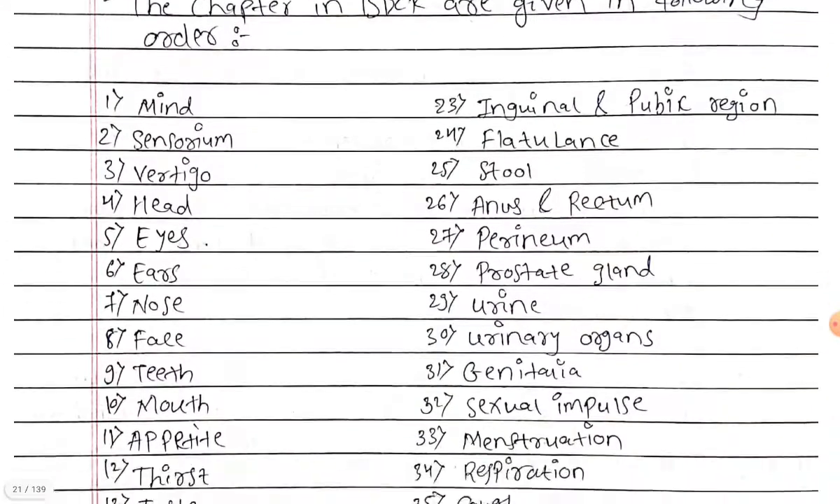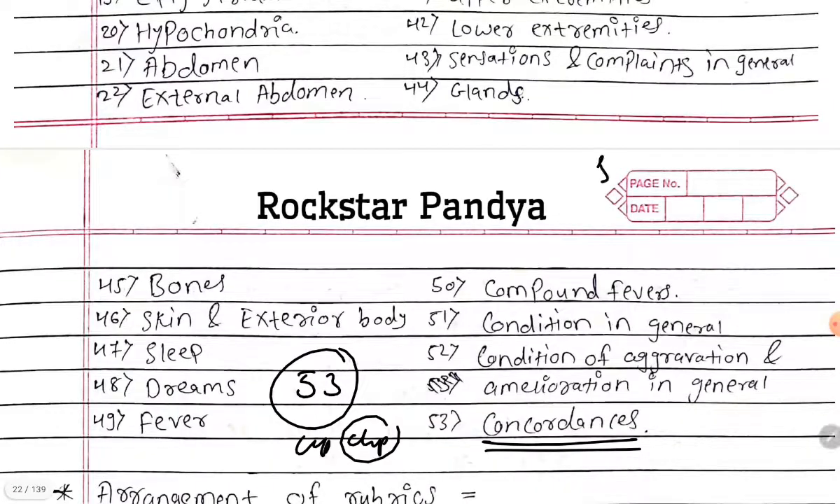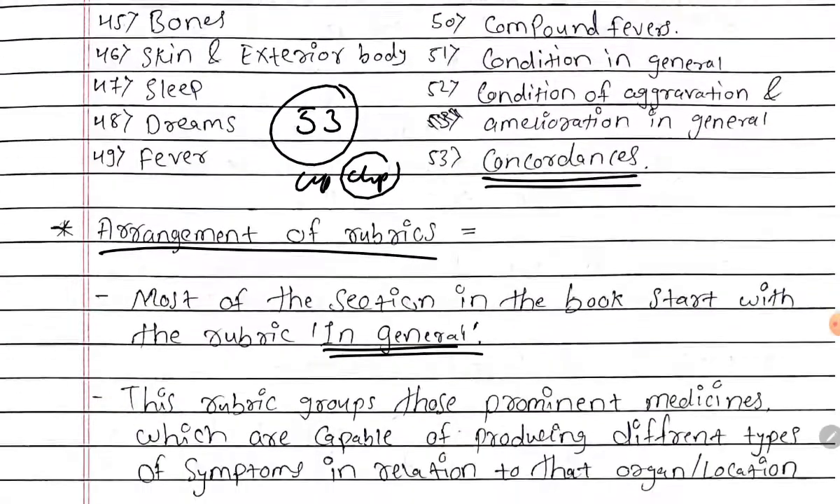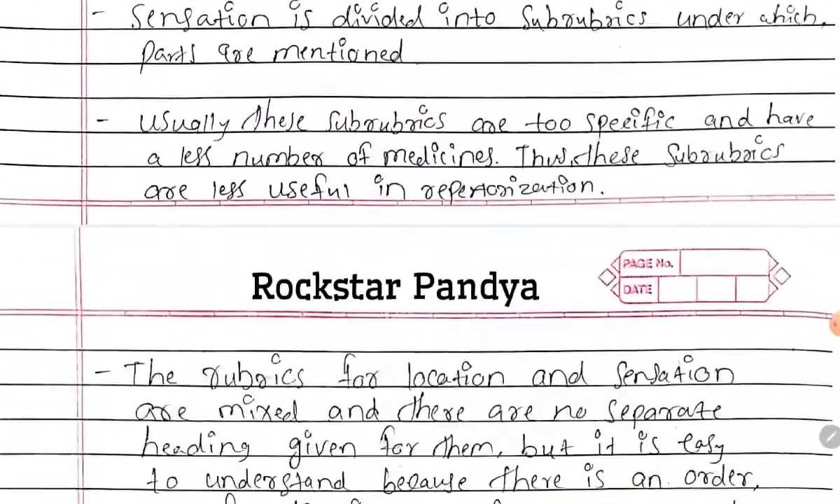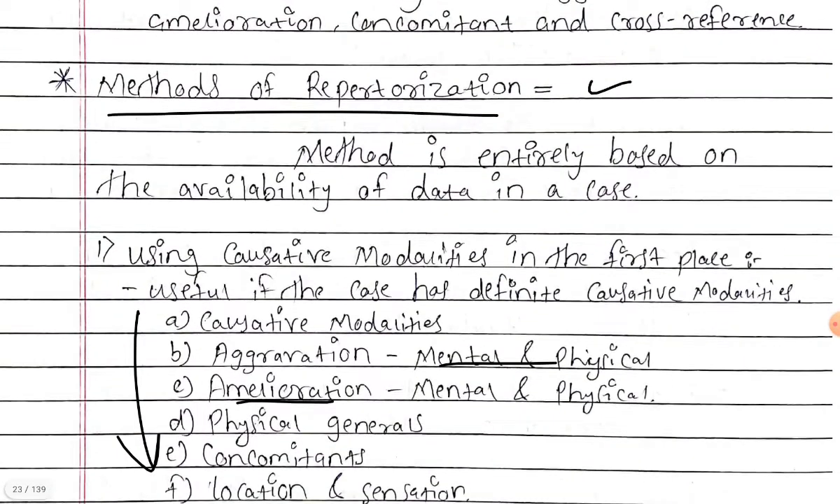So we cover the chapters in detail. The number 53 is important to be remembered here. 53 chapters are included. Then the arrangement of rubrics we saw. Then we saw the method of repertorization.